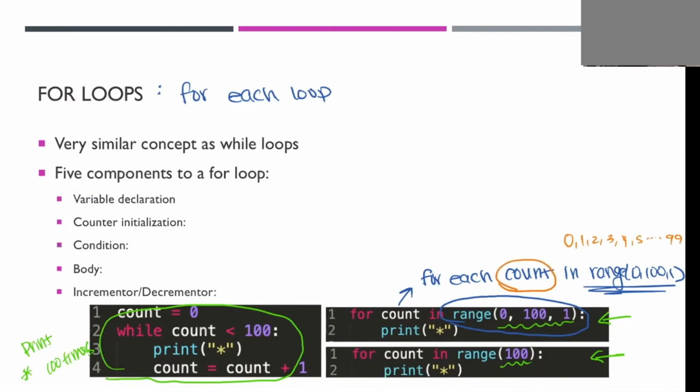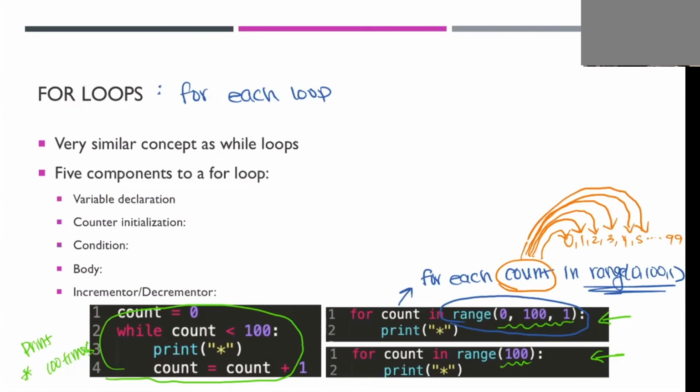So count will take the image, I guess, of one of these values at a time. So the first time we loop, count is 0. And the second time, count is 1. And the next time, count will be 2. And the next time, count will be 3. Then count will be 4. Then count will be 5. So every single time the for loop runs, count will be a different number each time.